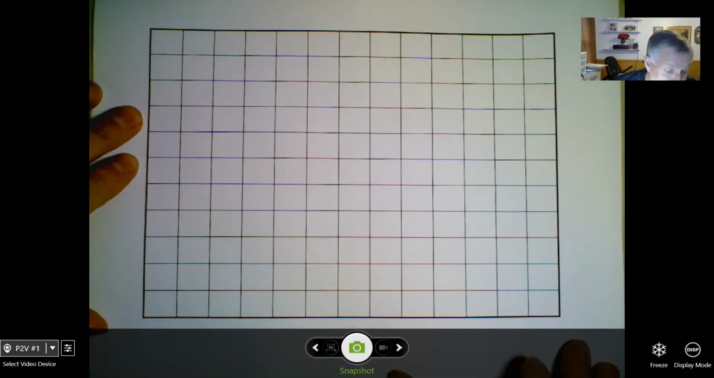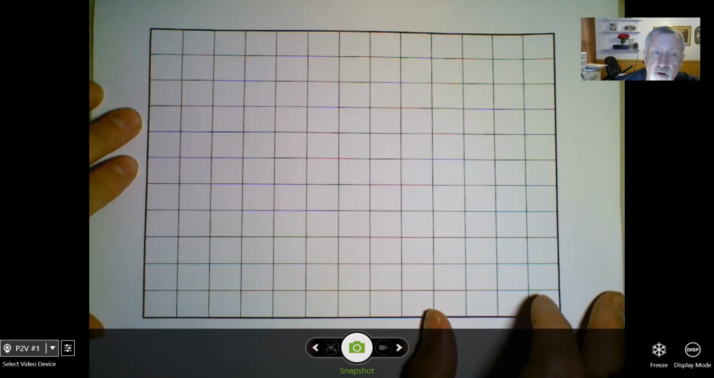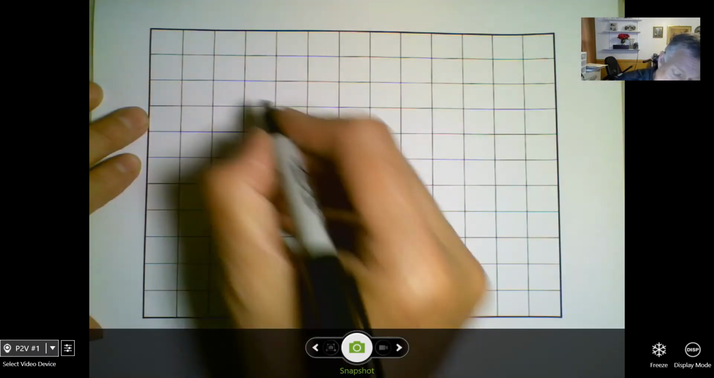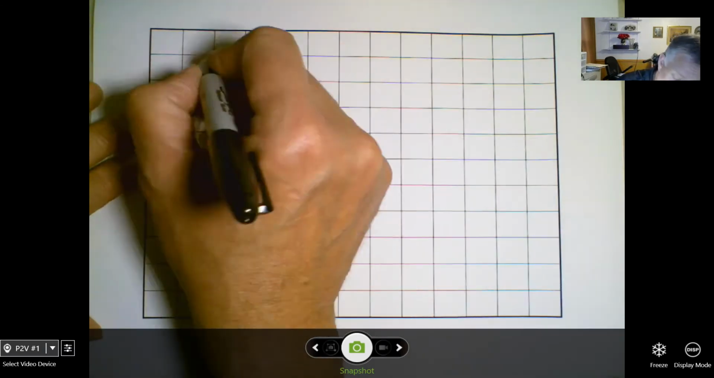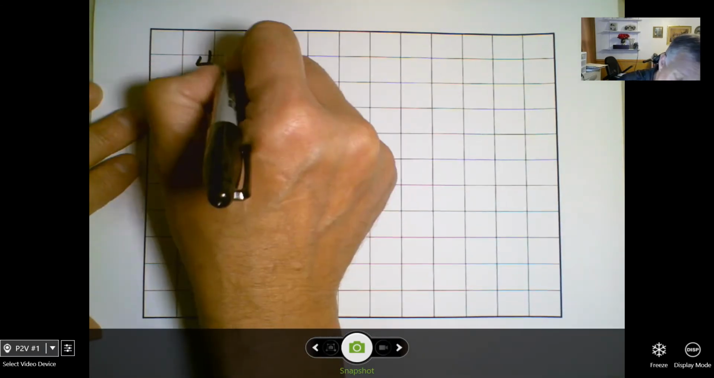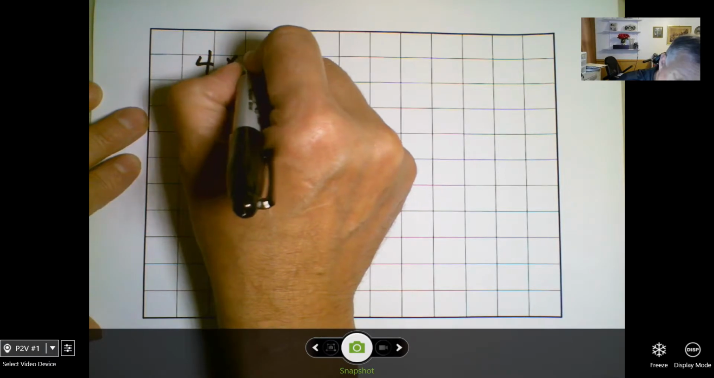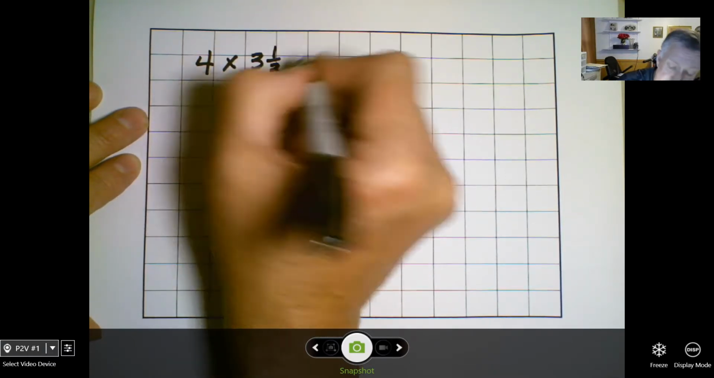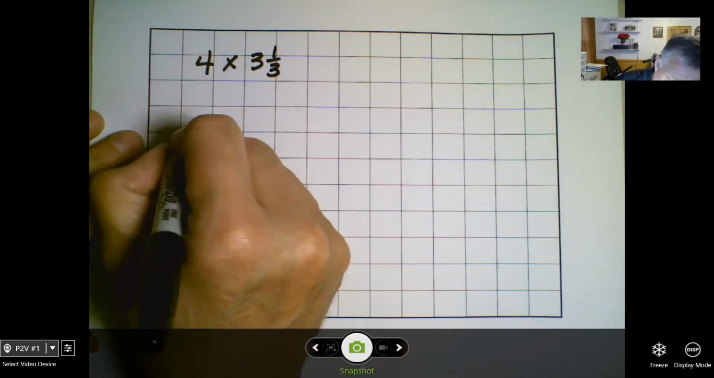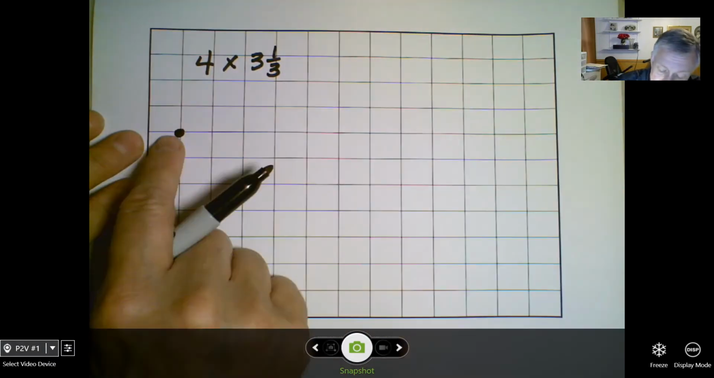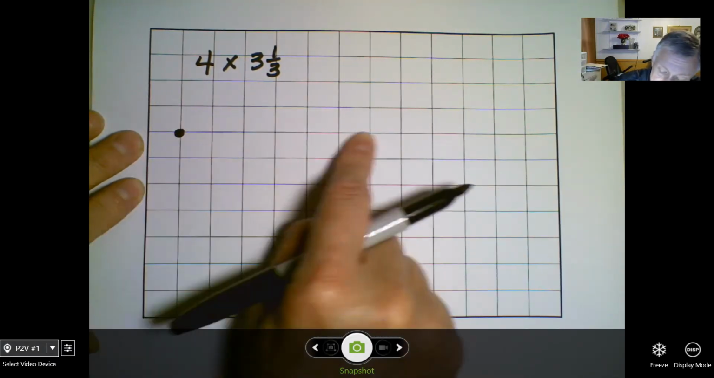Okay, so now we're looking at a different method for solving these, one that does not require us to put the mixed numbers into improper fractions. First we're going to come up with a problem, and I'm going to just say 4 times 3 and 1/3. Okay, and I'm going to start right here. The first thing I'm going to do is go 3 1/3 this way.